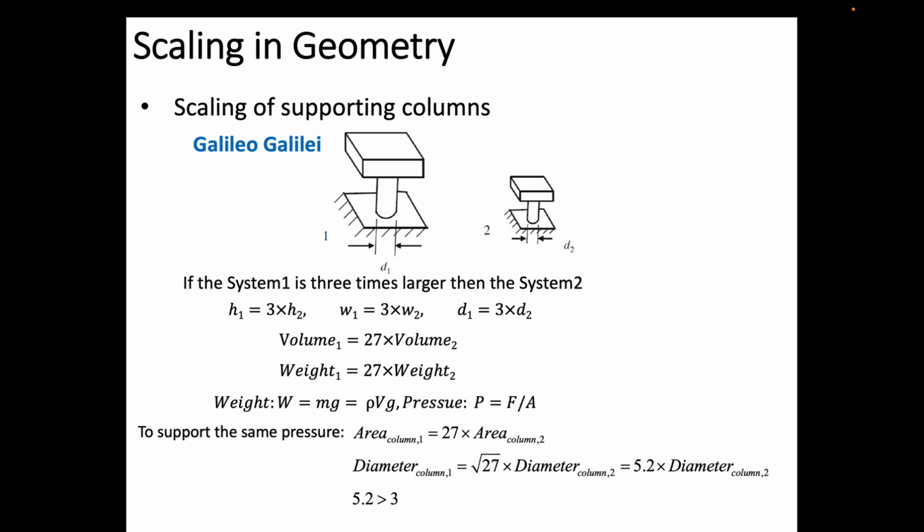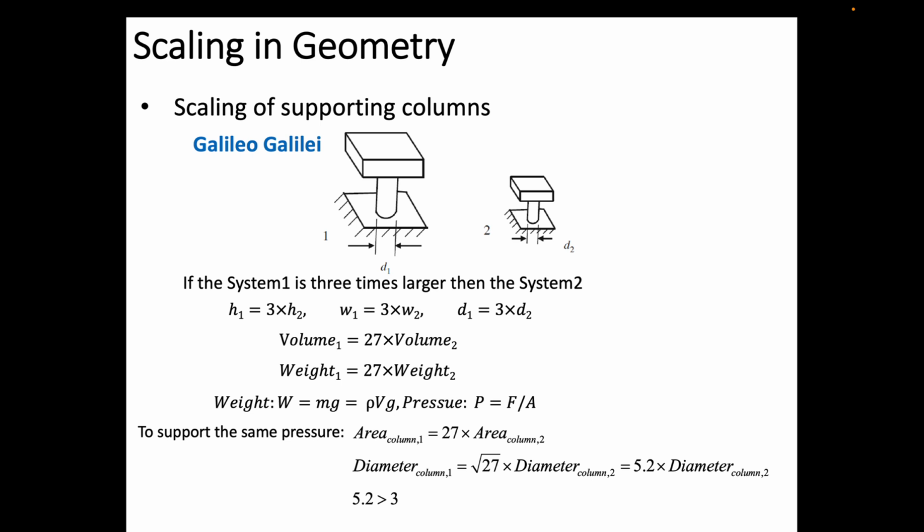If system 1 is, let's say, 3 times larger than system 2, then the height h1 is 3 times, the width of the body is 3 times, and the thickness d is 3 times. Then the volume of system 1 is essentially 27 times the volume of system 2, because it's a cubic relationship.